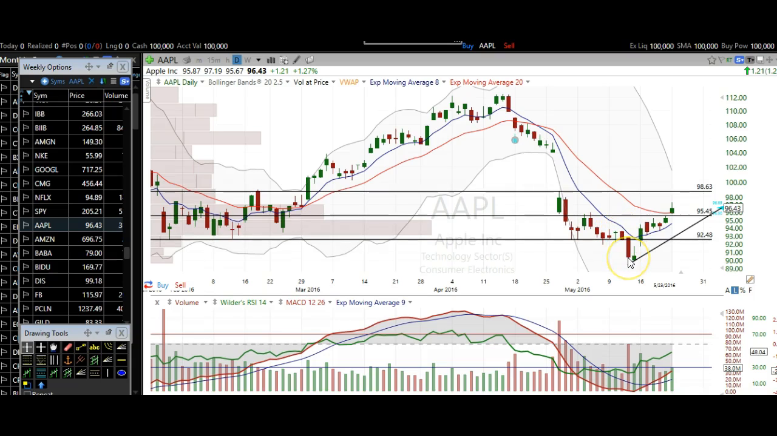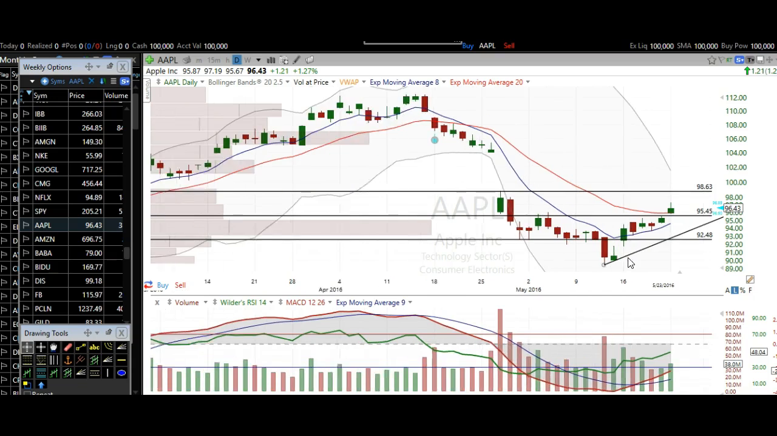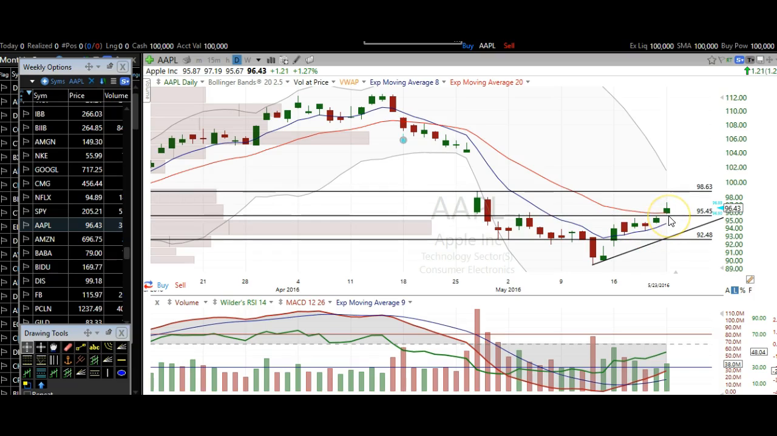We did get that breakdown, but as a trader, you have to be ready and willing to change your position as the market gives you different data points to analyze. Okay, it's okay to be wrong, but it's not okay to stay wrong. So moving forward, we've got support at 95.45 for Apple.